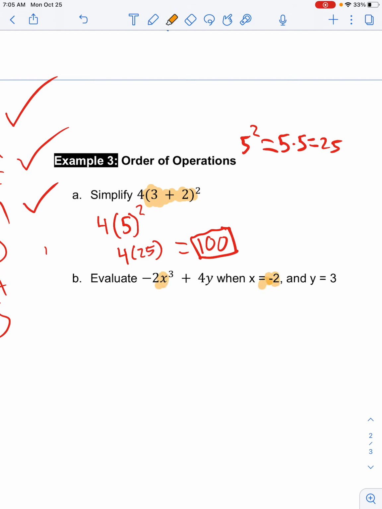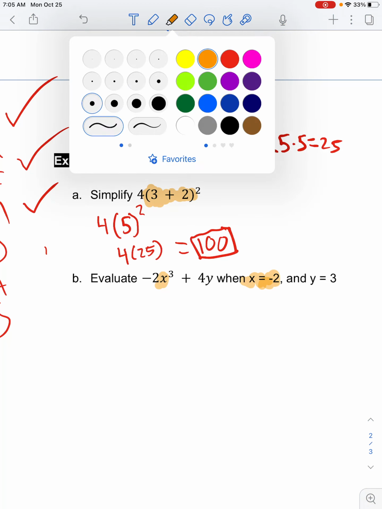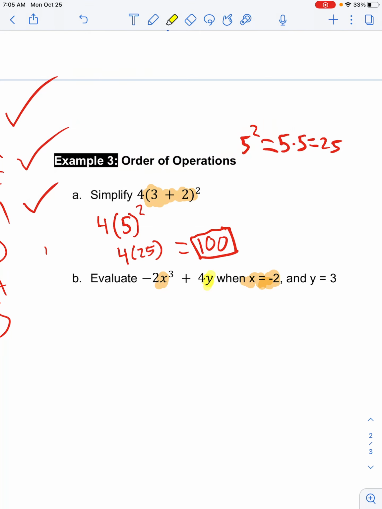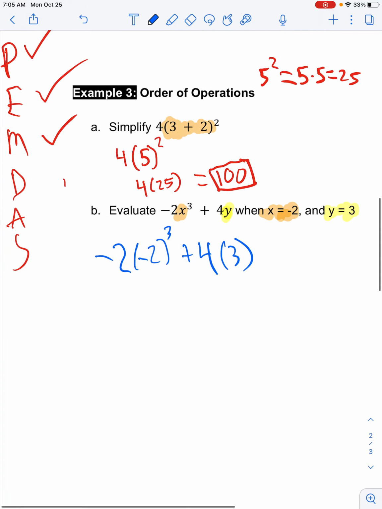So for part B, I have an x value. I see x here, and x equals negative 2. And then I have a y value, and y equals 3. So I'm going to rewrite this problem before I solve it. I'm not going to solve anything until I rewrite it. Every time I see an x, I'm going to plug in a negative 2, and I'm going to use parentheses. Negative 2 to the third plus 4. Every time I see a y, instead of writing y, I'm going to write a 3.